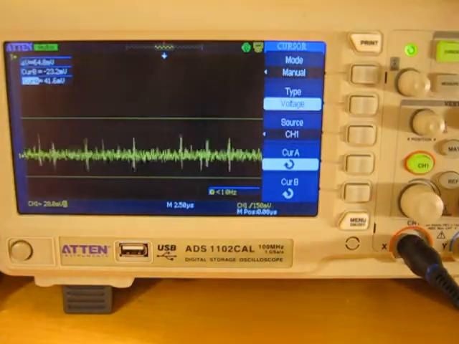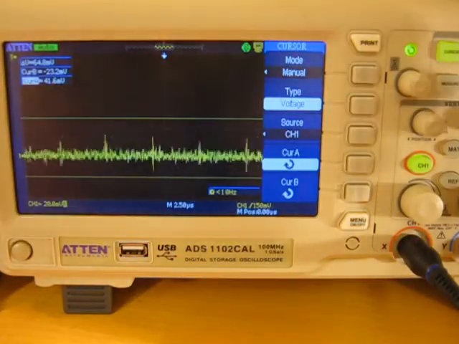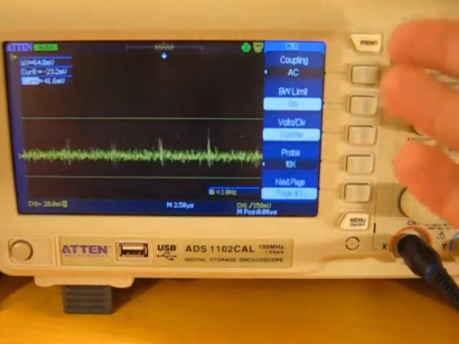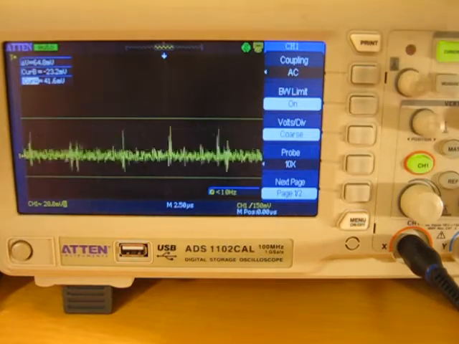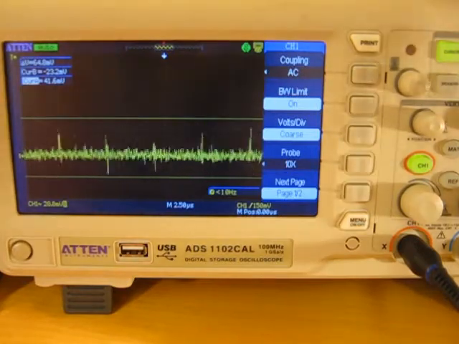So the real metric is to see what kind of power supply noise you get out of the supply. Fairly easy to do. Put the scope onto AC coupling. You want to zoom in onto the waveform. You're looking at AC phenomena here. You can see there's spikes going by.